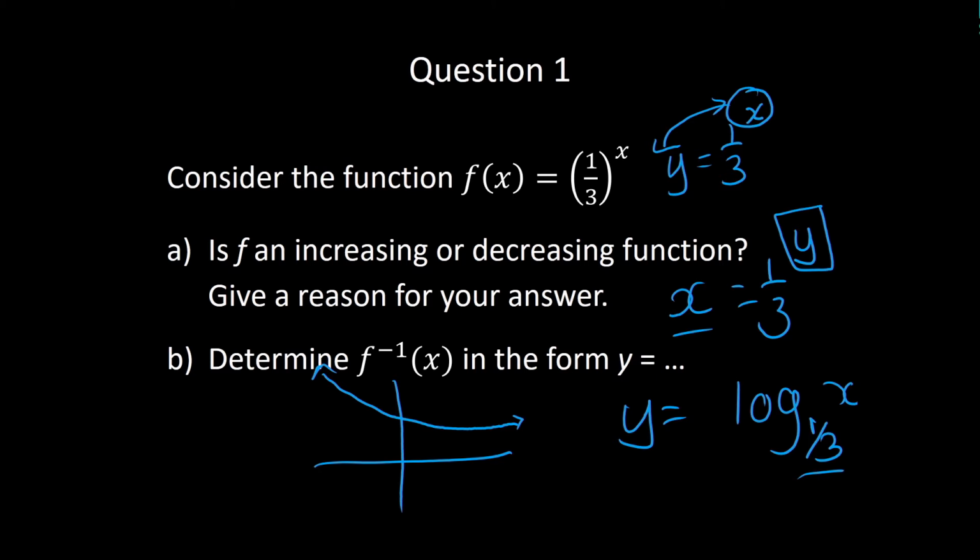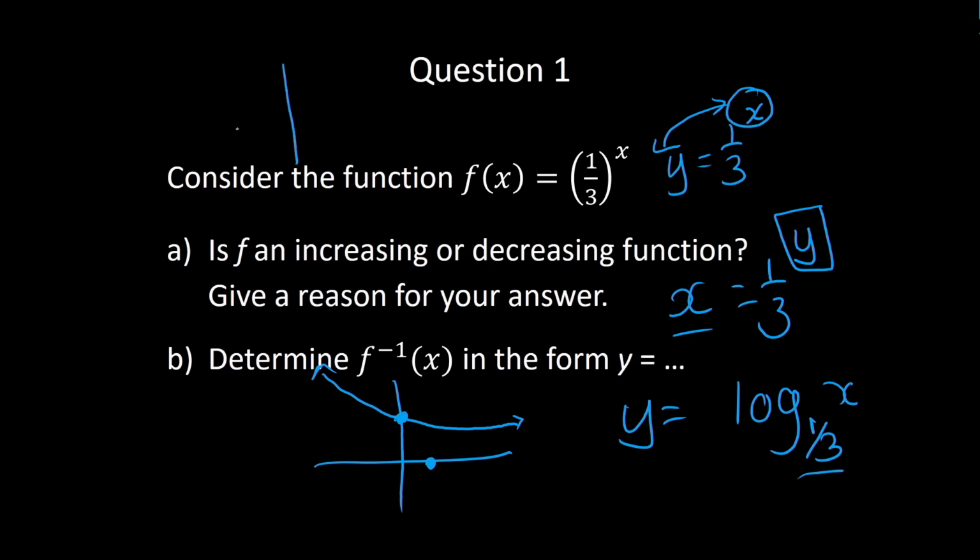We know that with log graphs, it does not have an x-intercept. Remember, with inverses, they swap around. So because the exponential graph has a y-intercept of 1, that means the inverse graph, which is the log function, will have an x-intercept of 1. Now we're looking at a log graph that's decreasing, so there are two choices here.